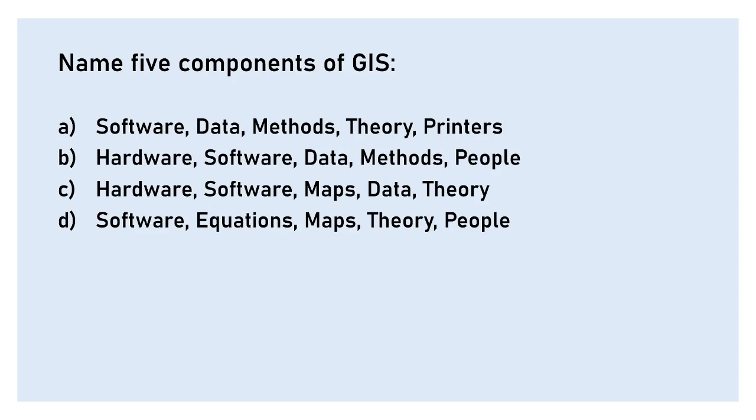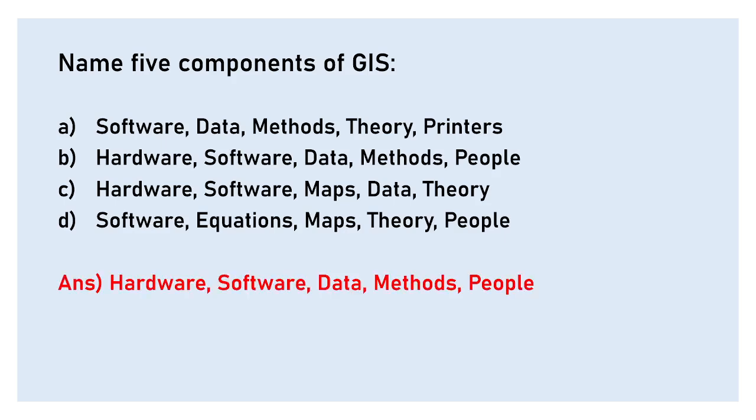Name the 5 components of GIS. This is very simple. We have already discussed it while recapping, and otherwise also you are very familiar with this. It is hardware, software, data, methods, and people. These are the 5 components. Okay, hardware, software, data, methods, people.